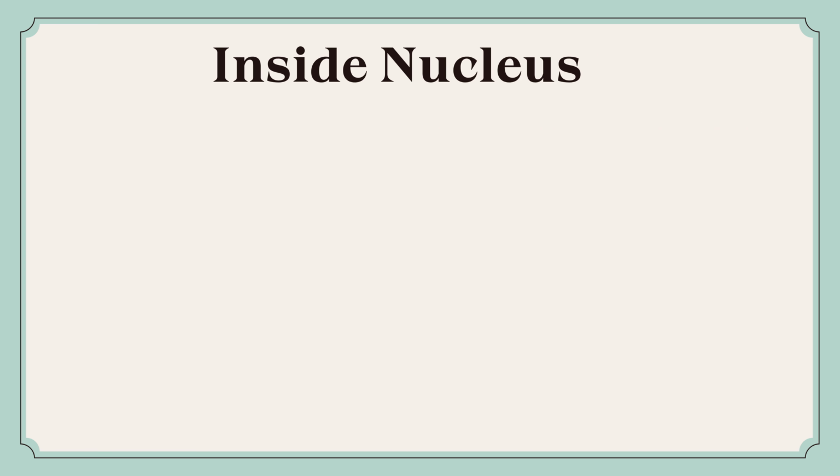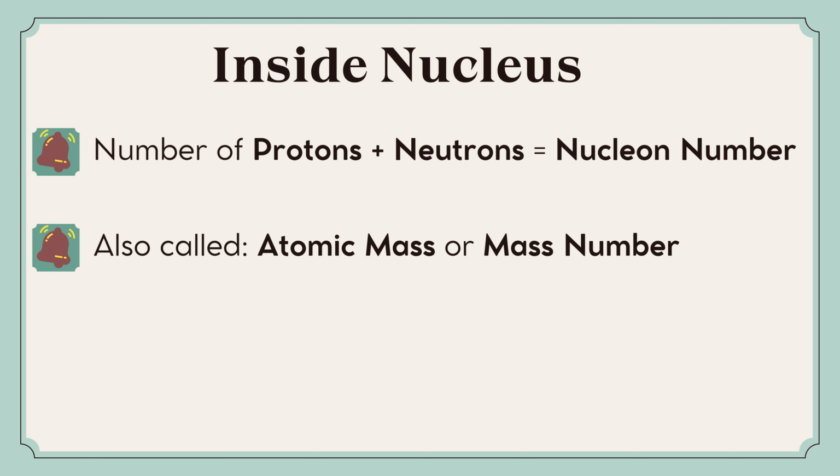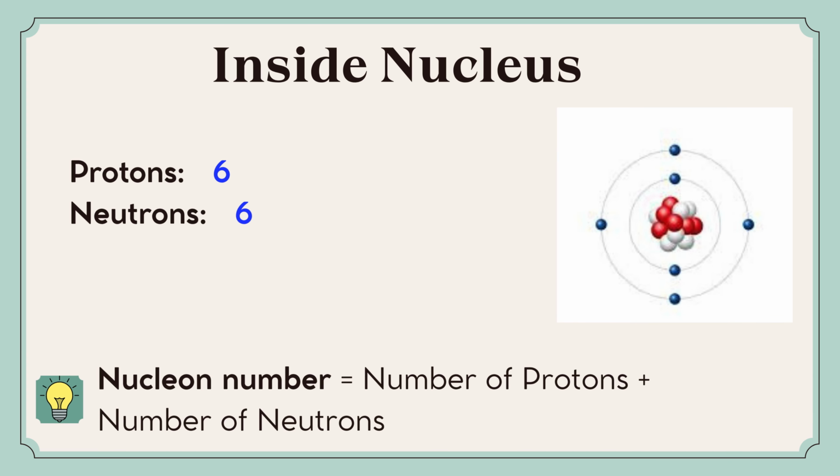Inside the nucleus, the total of protons and neutrons is called the nucleon number. It's also called atomic mass or mass number. So nucleon number equals protons plus neutrons. Let's take an example. If an atom has 6 protons and 6 neutrons, its mass number is 12. Memory tip: think of p plus n equals mass number.